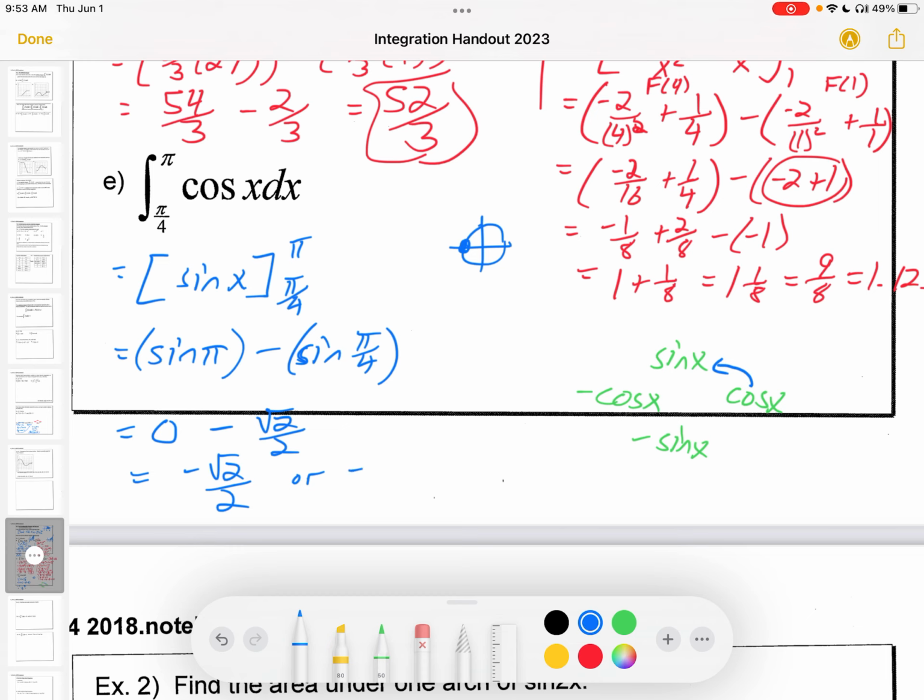Or if you've learned that one as negative 1 over root 2, that's fine as well. You can write it that way. See, does that make any sense?